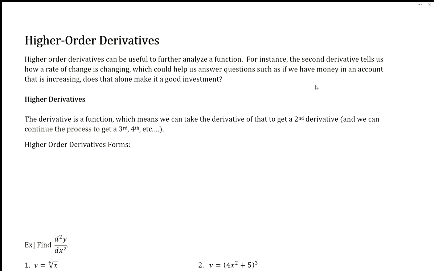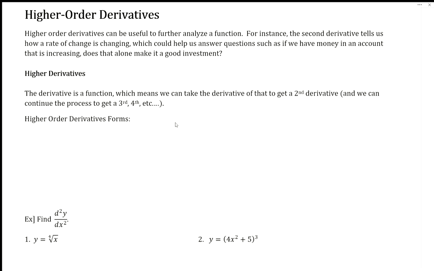A derivative is a function, and if we have a function, we can take a derivative of that. So once we take a derivative, we can keep taking derivatives. It usually gets a little abstract after the second derivative, but they still represent rates of change. It's like a rate of change of a rate of change. So it gets a little strange. We'll see applications of that down the road, but right now we're just going to break down how to do them.